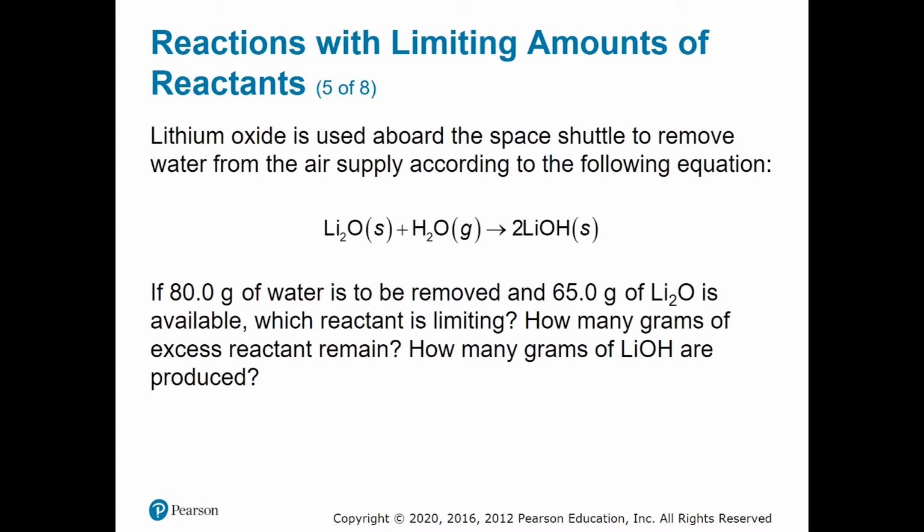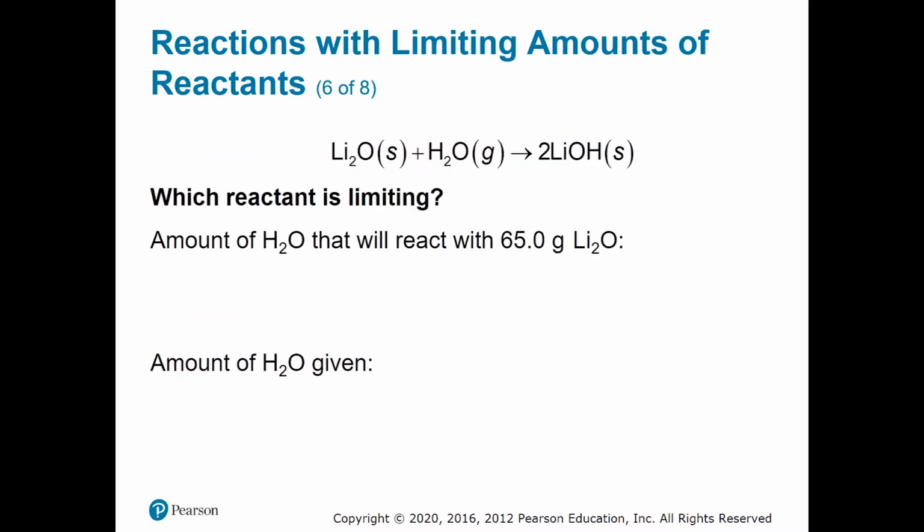Here we're looking at the reaction used to remove excess moisture from the atmosphere in space vehicles. Here, lithium oxide reacts with water vapor in a 1-to-1 molar ratio, forming 2 equivalents of lithium hydroxide. If, say, we have 80.0 grams of water vapor and 65.0 grams of lithium oxide, can we say which one is limiting? And once we determine the excess reactant, how much of that will be left over after the reaction is complete? Finally, how much lithium hydroxide is produced? Let's take this one step at a time. First, we'll determine the limiting reactant, because that determines the extent of the reaction, and hence everything else about this question.